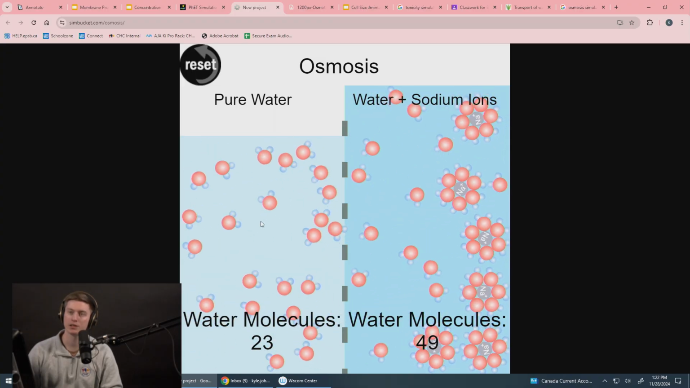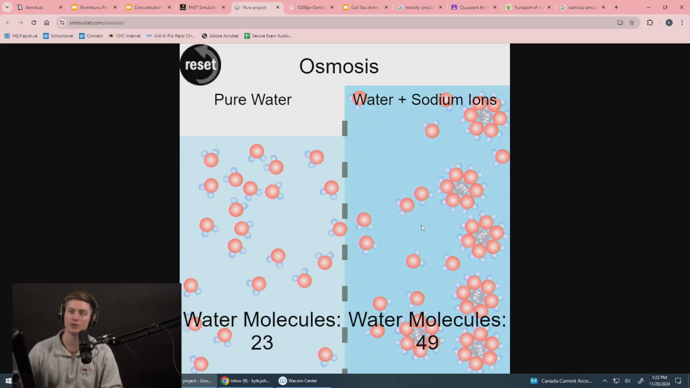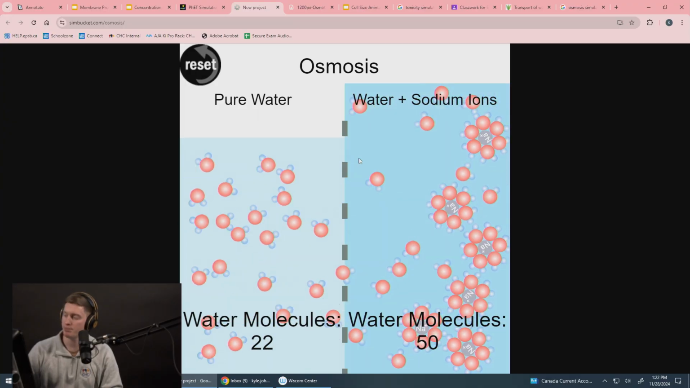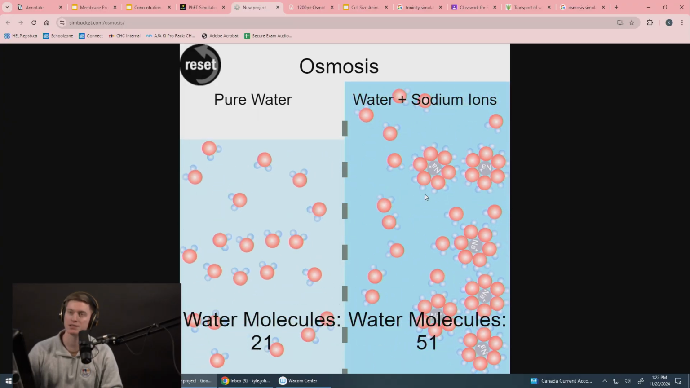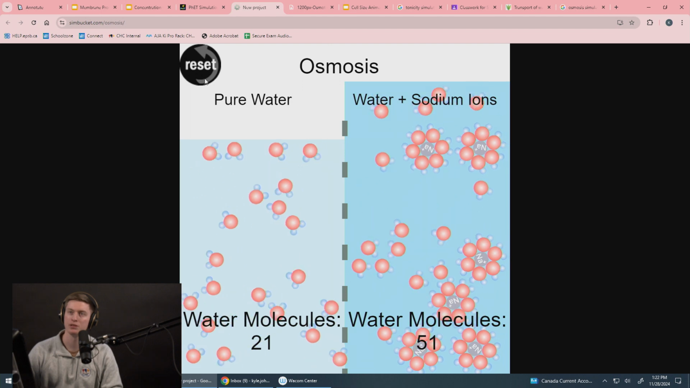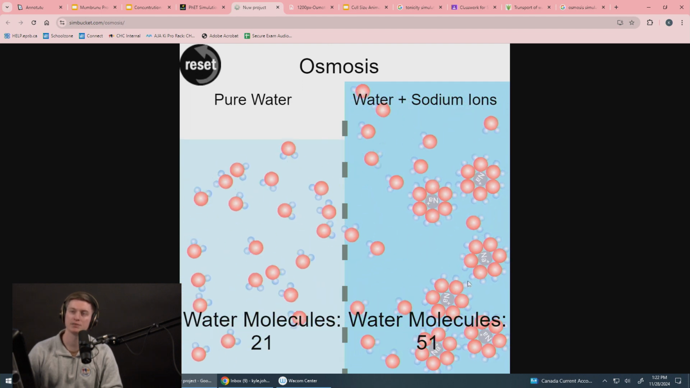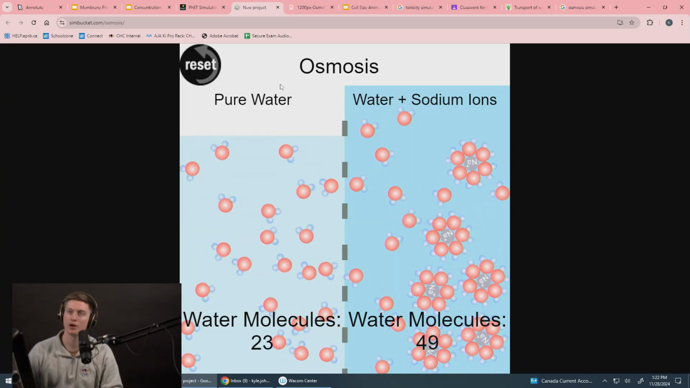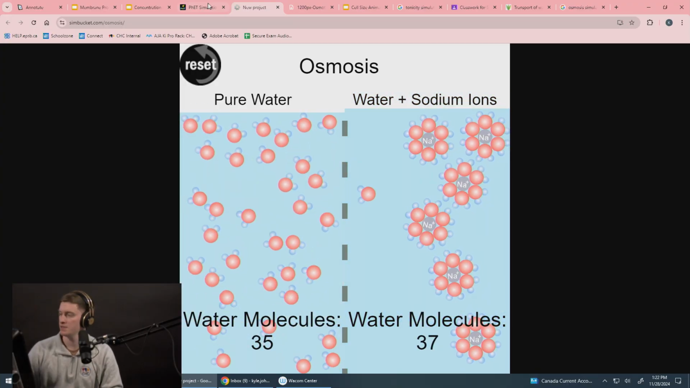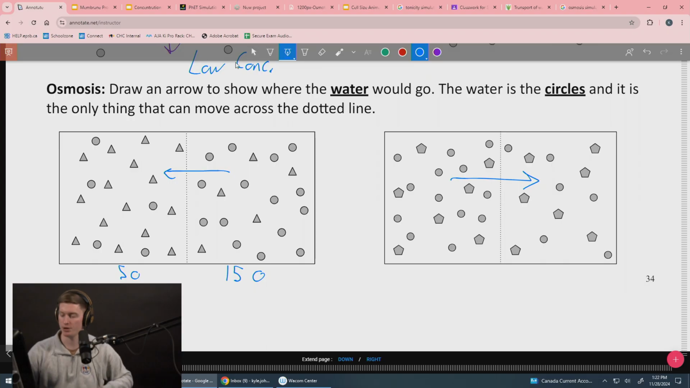The other water molecules do, so they're moving back and forth across the membrane, which ends up with more water being on the side that has the solute. So this side had a lower water concentration because of the solute until we moved water over. This is kind of osmosis at work.